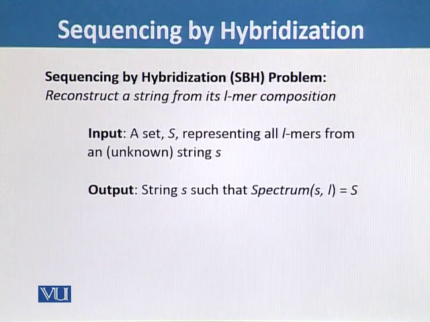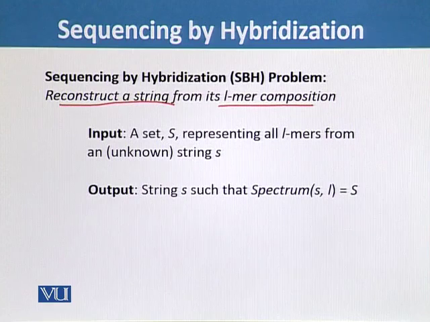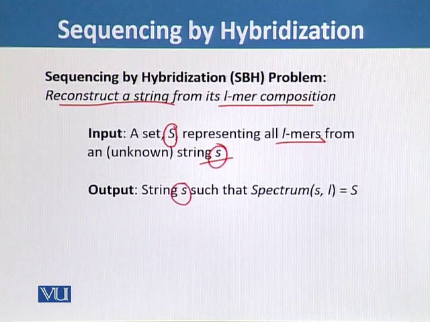For this, we have the problem statement that we have to reconstruct a string from its l-mer composition. As we have seen in the previous slide, we construct a string from its l-mer composition, and the input to the algorithm will be a set represented by S, representing all the l-mers from an unknown string S. The output will be the string S such that the spectrum S_L is equal to the set S that represents the l-mers. So by using this, we can reconstruct a string from the l-mer composition.